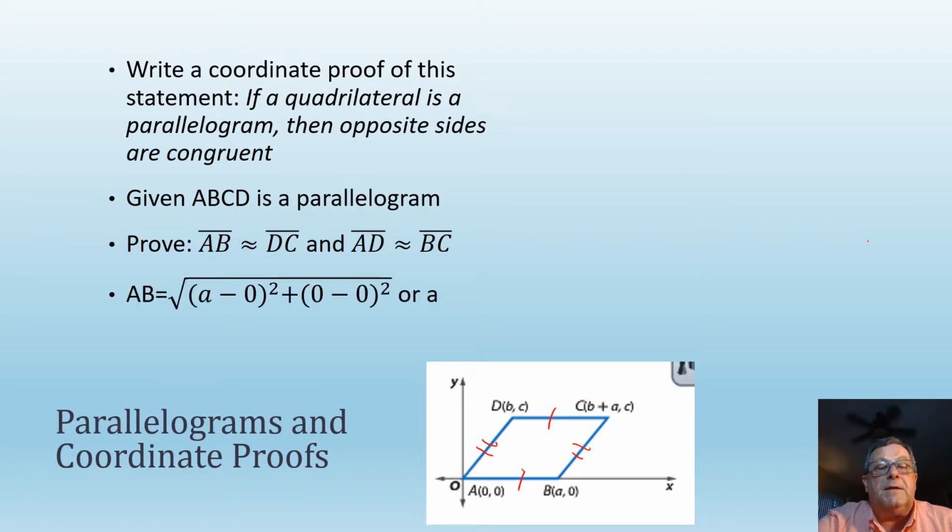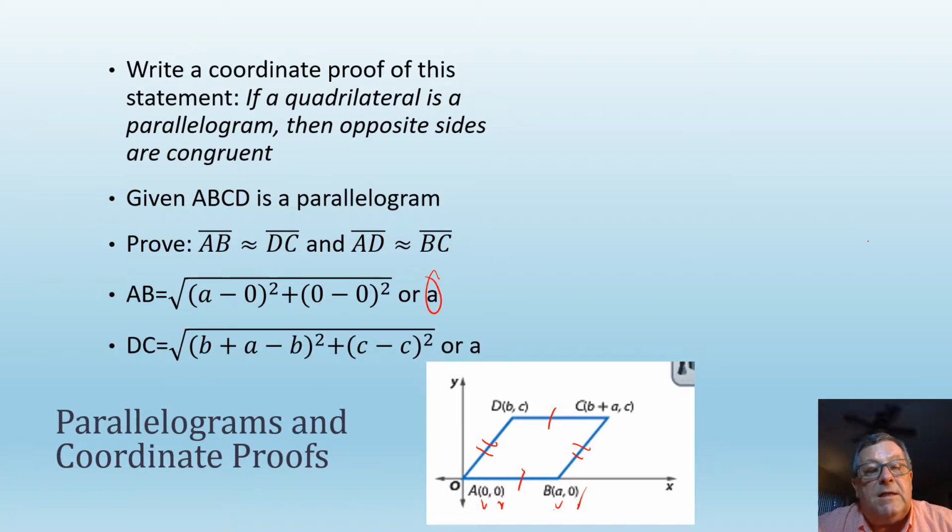So AB then is equal to the square root of A minus 0 squared plus 0 minus 0 squared. And that's just going to end up being the square root of A squared, or just A.